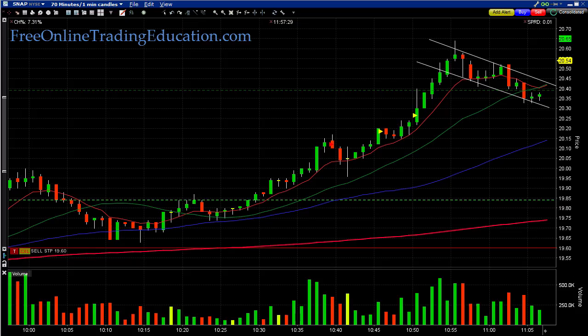After it dropped 20% last week, it was on a run up today, up over 6%. Made this huge run up, and then it was coming back in a parallel channel. That is called a bull flag.